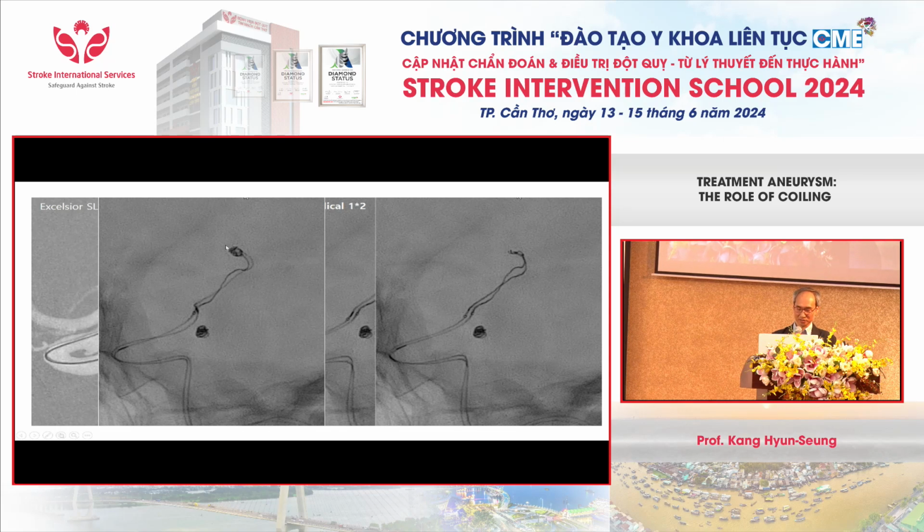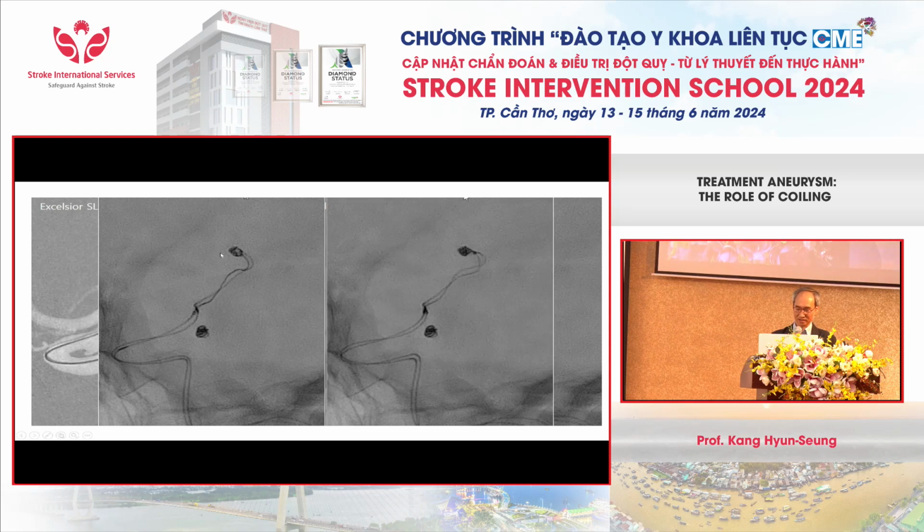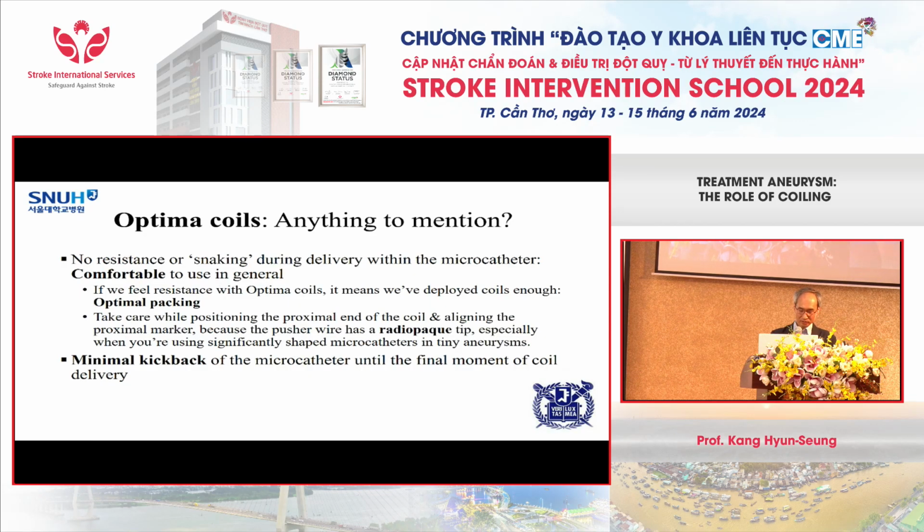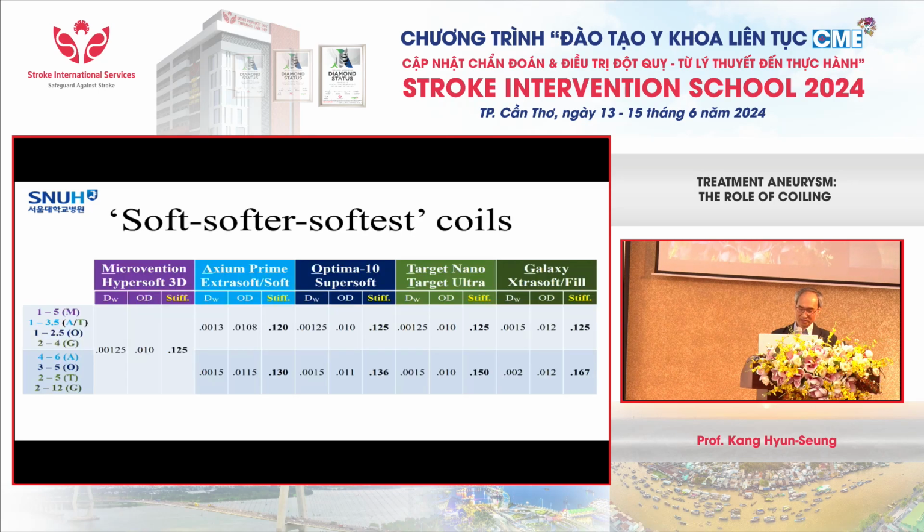So I have to begin from the start again. So now I introduce the first coil again, and then introduce the second coil. So now those 2 coils make a very stable coil mass. So I can finish the case like this. So in this special, very small aneurysm, I love to use Optima coil as well. So we can compare all those kinds of coils in the market in Korea.